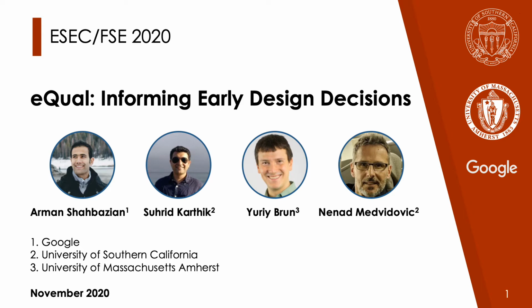eQual is a system that uses simulation to help engineers and architects understand the implications of early design decisions to actually form a system. We evaluated eQual on real-world software systems, and we found out that eQual is highly usable, it is effective, and it scales very well.